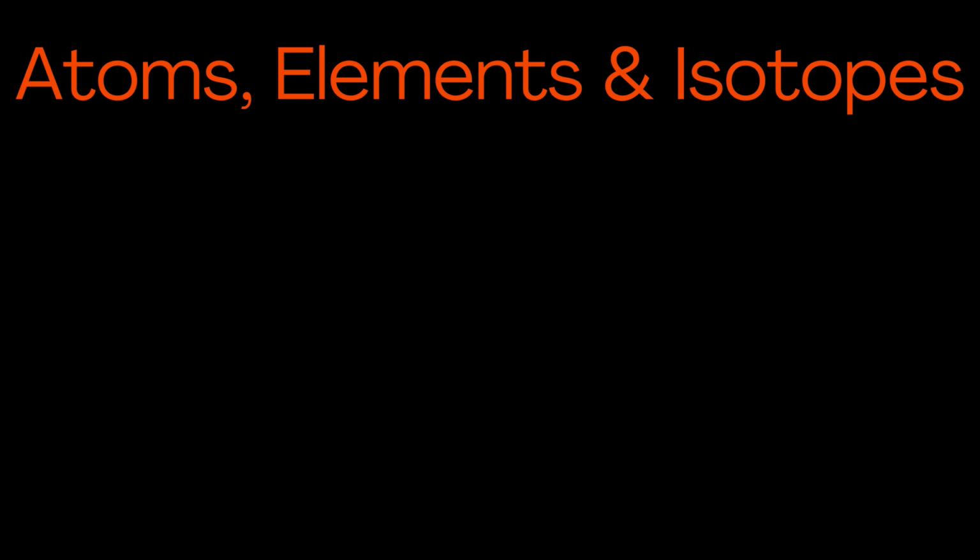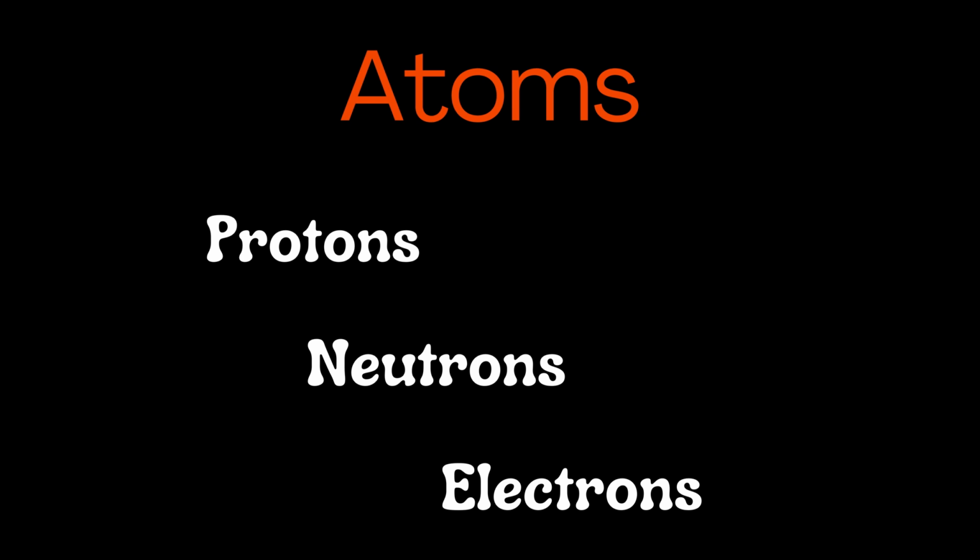Atoms, elements, and isotopes. Atoms. Atoms are the basic units of matter and the defining structure of elements. Each atom consists of a nucleus made of protons and neutrons, surrounded by electrons and defined energy levels or orbitals.